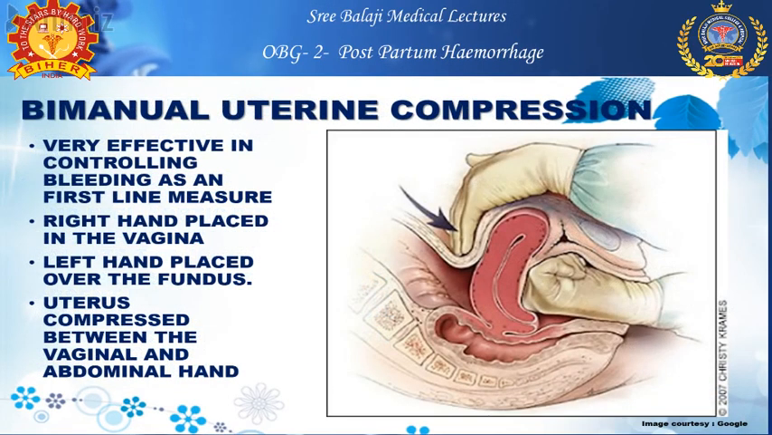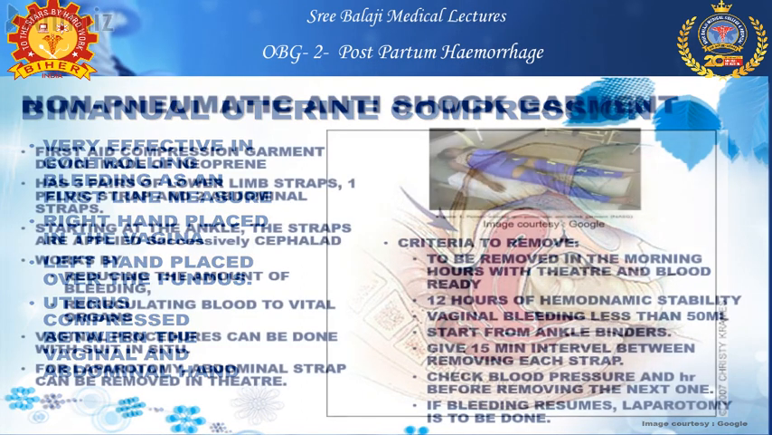Bimanual uterine compression. It is very effective in controlling bleeding as a first line measure. The right hand fist is placed in the vagina and the left hand is placed over the fundus. The uterus is compressed between the vaginal and abdominal hand.